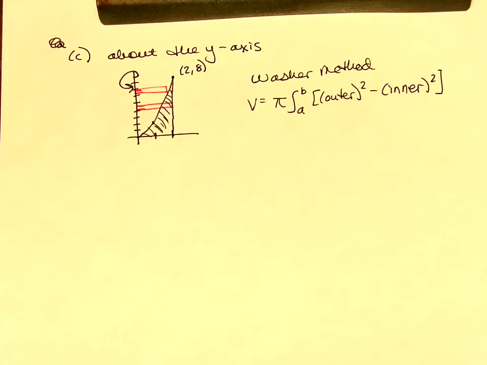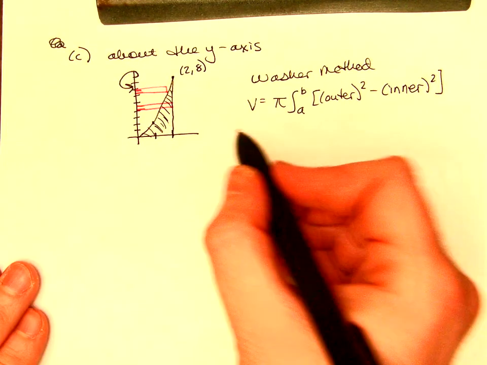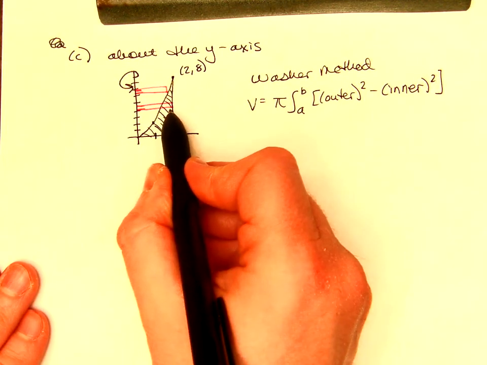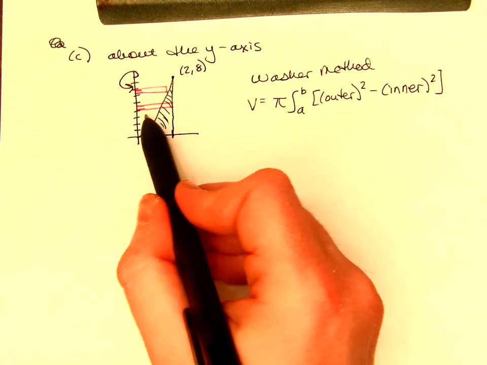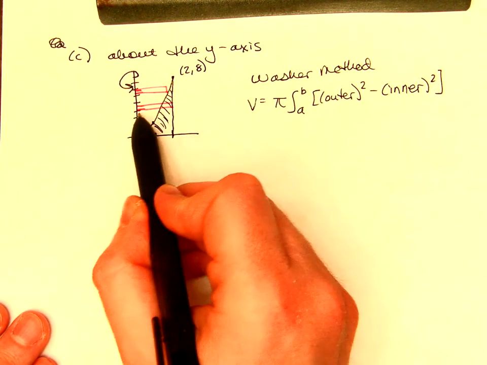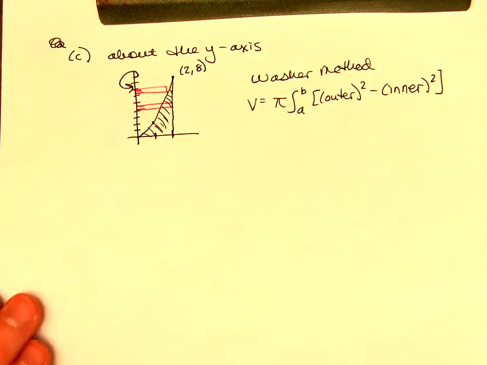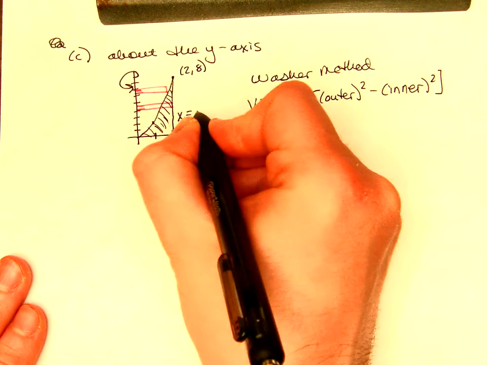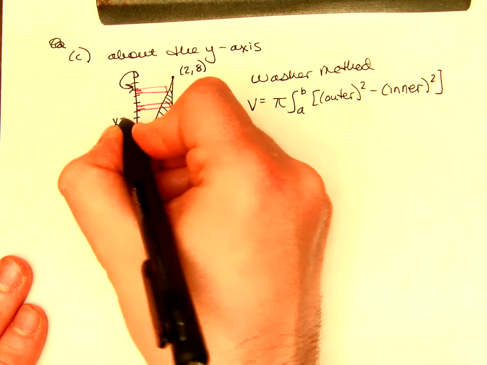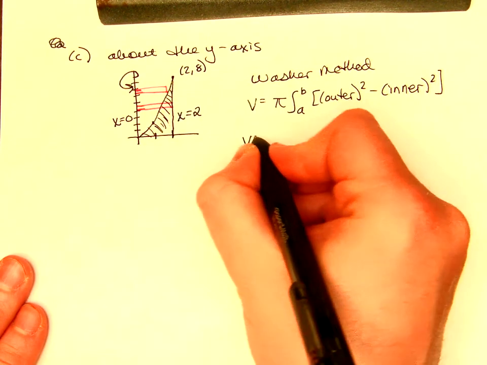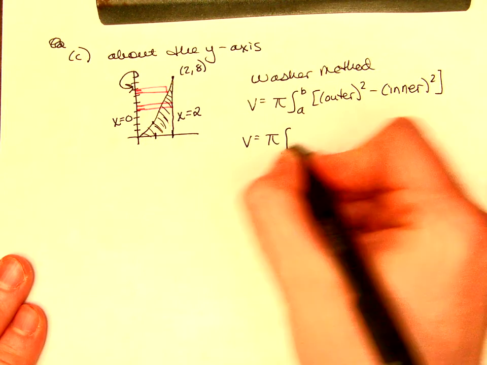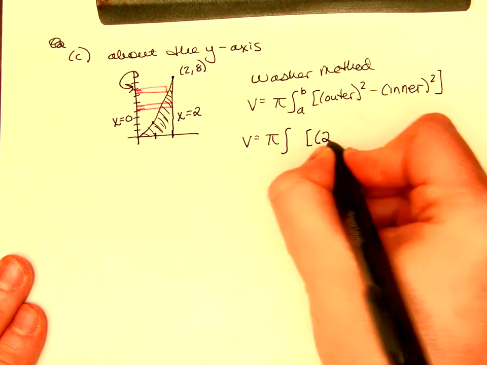As for my outer radius, actually for both the outer and the inner, I can't do a top minus bottom thing. I need to do a right minus a left thing. And I need to deal with functions of y. Well, I know that I have x equals 2 over there. I know that the y-axis is x equals 0. So my outer radius is just going to be 2 minus 0. And I'm going to square that.